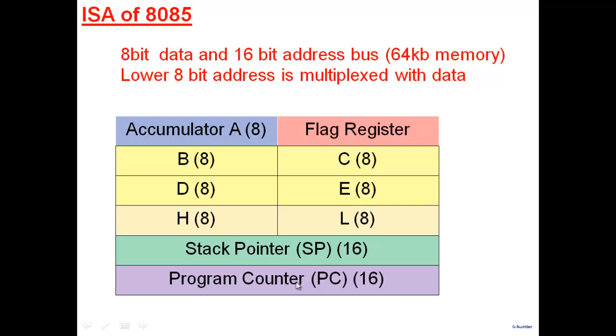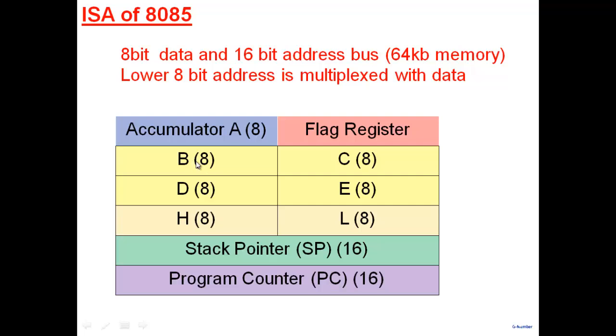Program counter we've already seen. It keeps track of the memory location from where the instructions have to be fetched. Note that the address bus is 16 bits, so the program counter has to keep the address. That's why it is also 16 bits here.